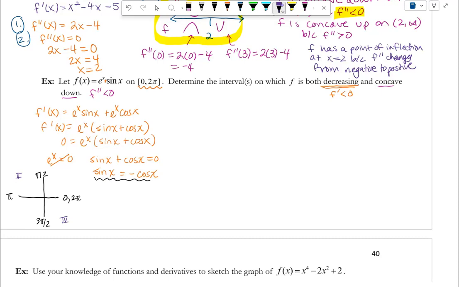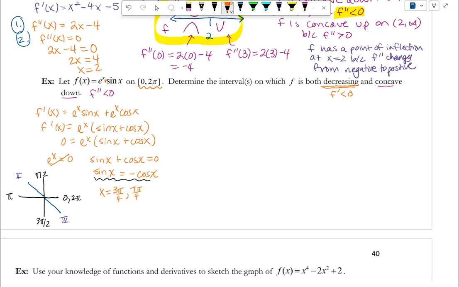So if I think about where in quadrant 2 sine and cosine would have the same absolute value, that's always going to happen on our pi over 4 triangles, or our 45-45-90. I know I'm talking about degrees when I say that. So that's going to happen first at 3 pi over 4 in quadrant 2, and then at 7 pi over 4 in quadrant 4. So we get that x equals 3 pi over 4 and 7 pi over 4. All right, so those are the values where f prime is equal to 0.